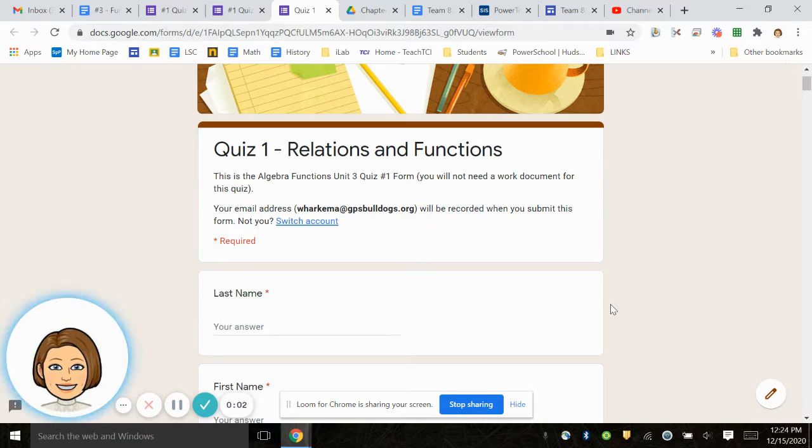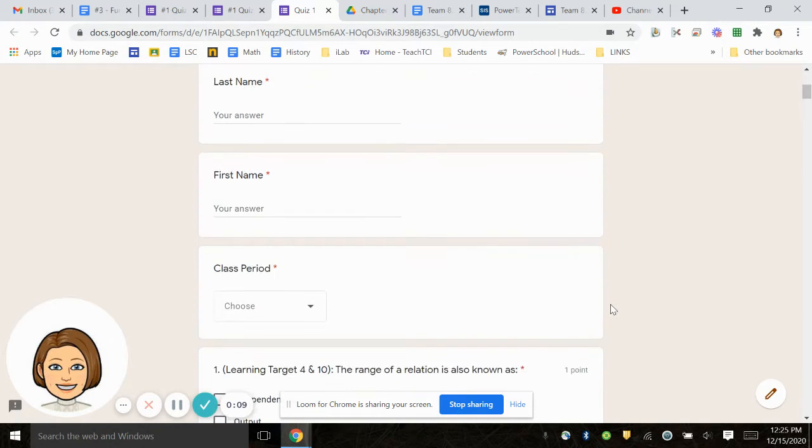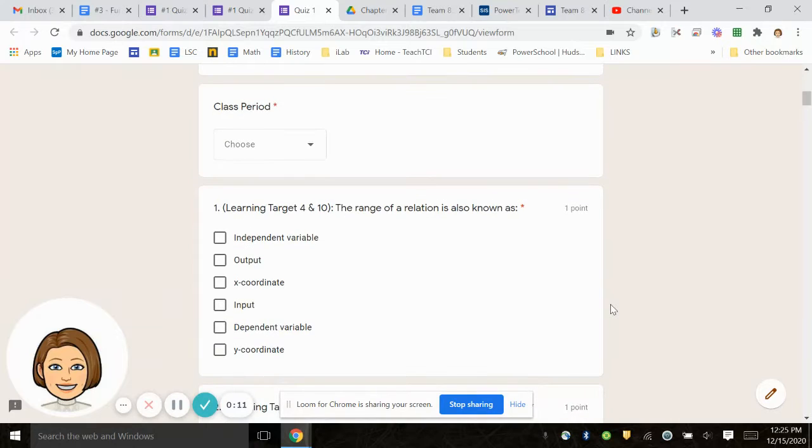This is the quiz for math for relations and functions. Number 1, check all the answers that apply. The range of a relation is also known as independent variable, output, x-coordinate, input, dependent variable, y-coordinate. You should check 3 boxes.